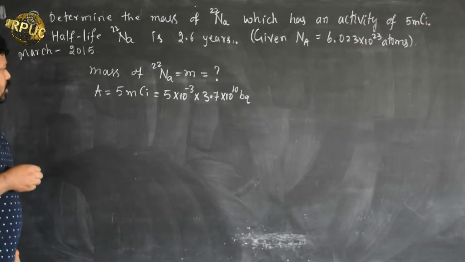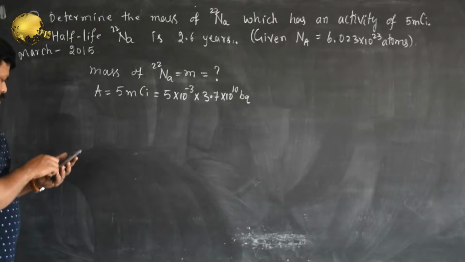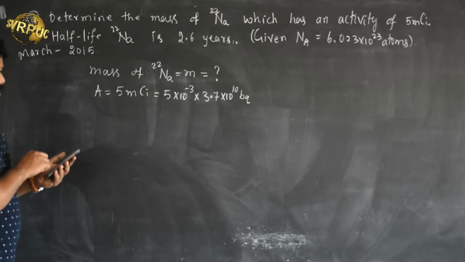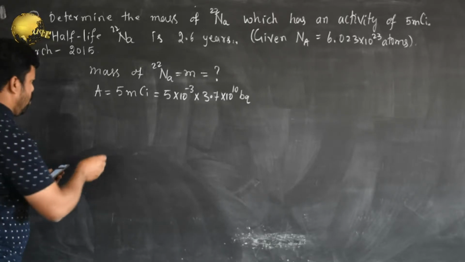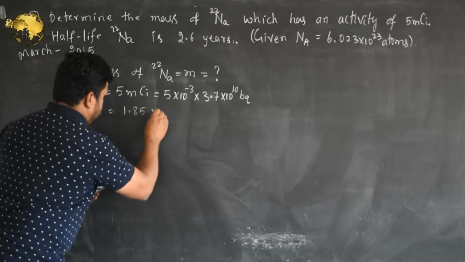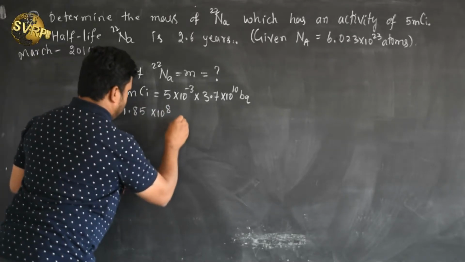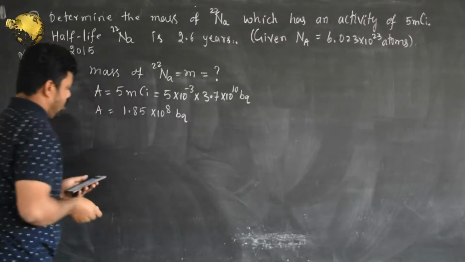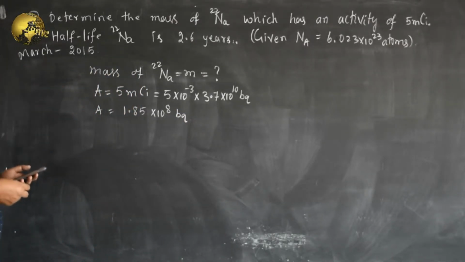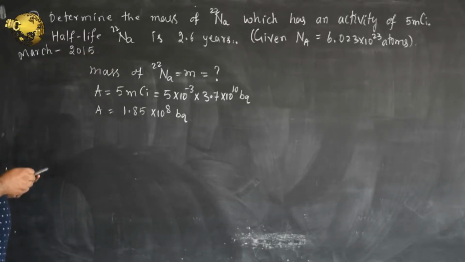Let it be. And solving this, what do we get? 5 into 3.7, so we get 1.85 into 10 to the power 8 Bq, that is becquerel or disintegrations per second. So 5 millicurie is the activity given.